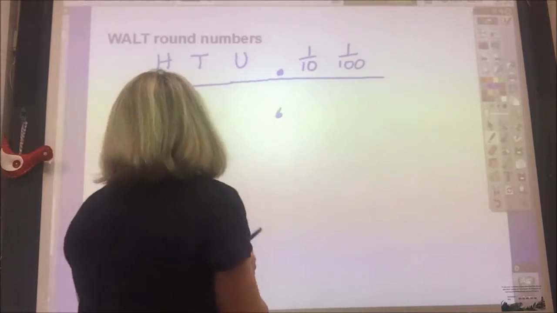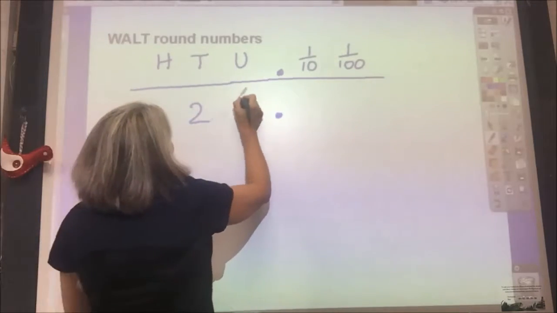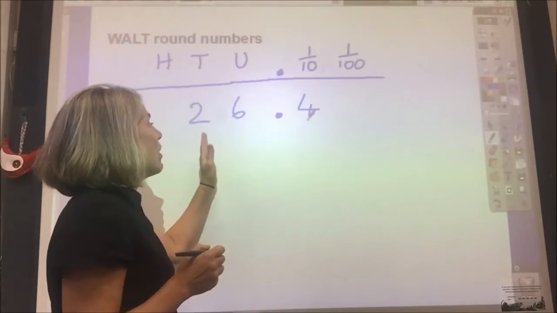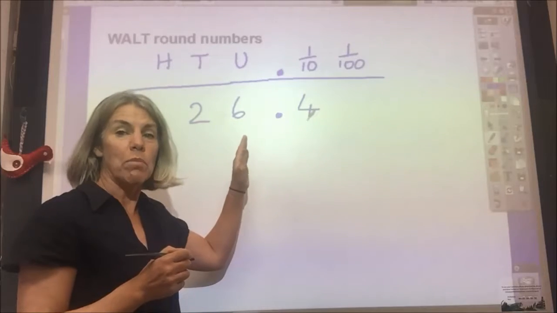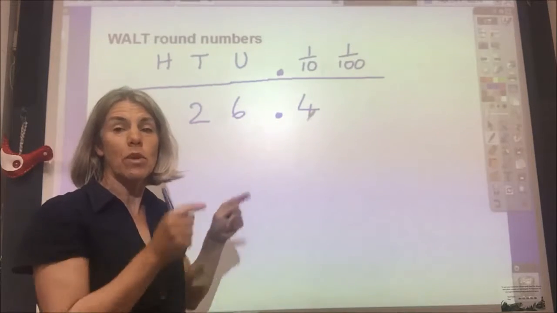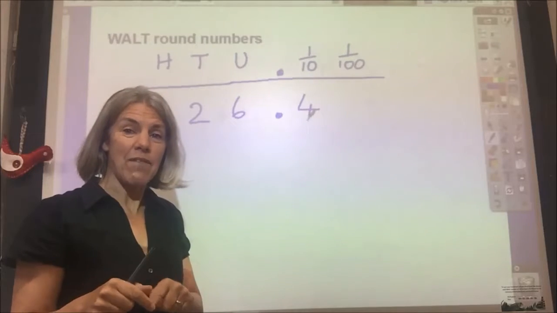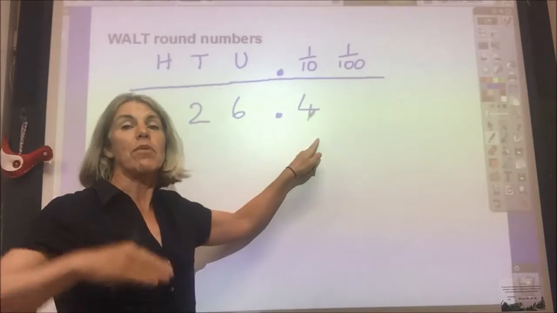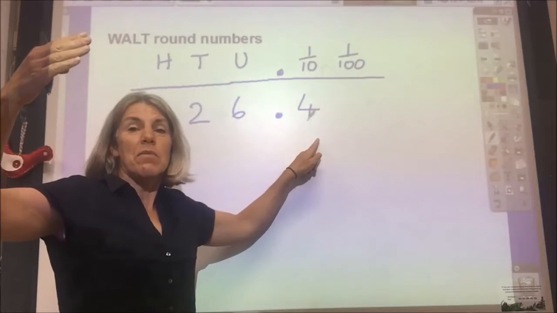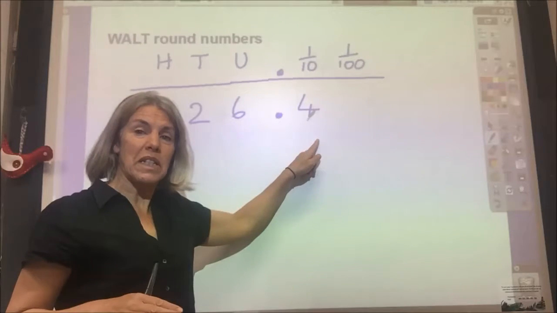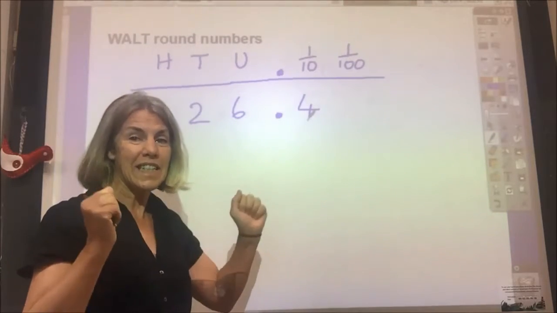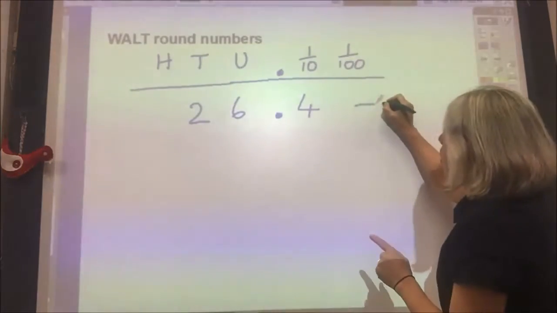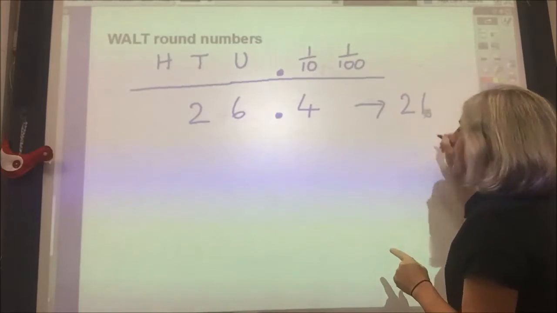So let's take any old number. Let's take 26.4. We're rounding to the nearest whole number. So we're saying, is this number nearer to 26 or to 27? So we go one space to the right and we have a look at the 4. If the number is 5 or above, we round up to 27. If the number is 4 or below, we stick at 26. Because it's the 4, we're going to stick with 26. 26.4 rounds to the nearest whole number at 26.